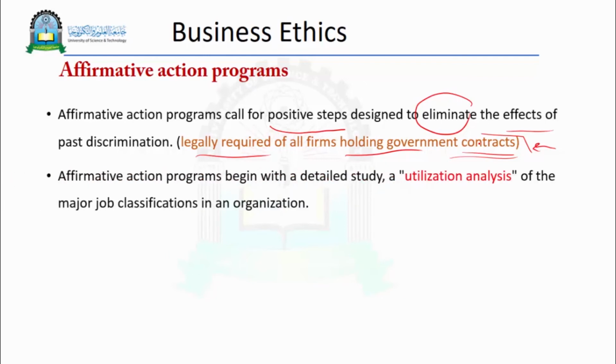Affirmative action programs begin with a detailed study. First, utilization analysis of the major job classifications in an organization. In this kind of study, they would like to know the requirements, job details, and compensable factors of every single job, and requirements of competencies. So when they compare jobs to other jobs, they have these solid backgrounds, and they may not fall into problems.